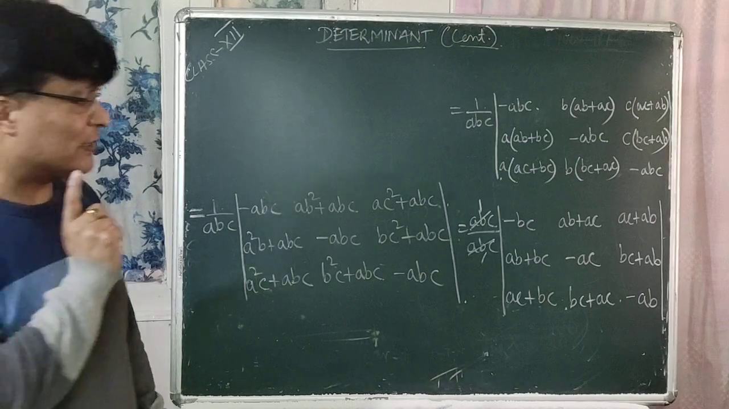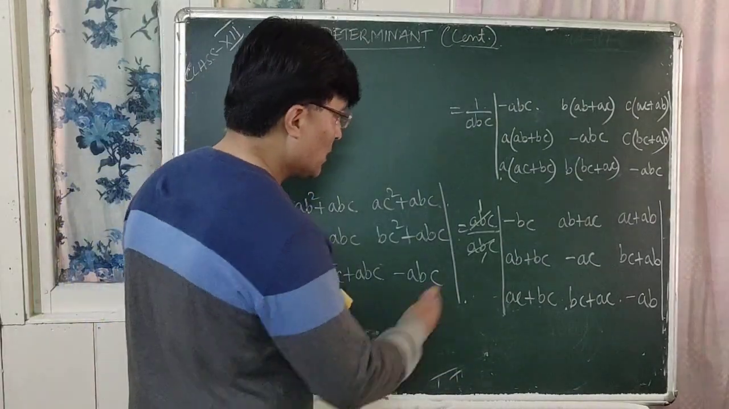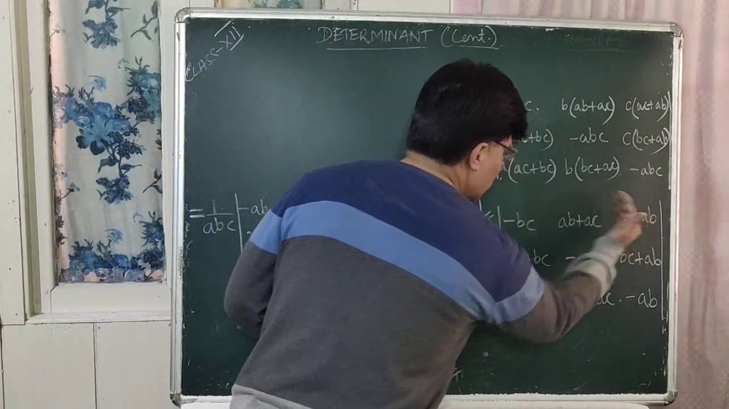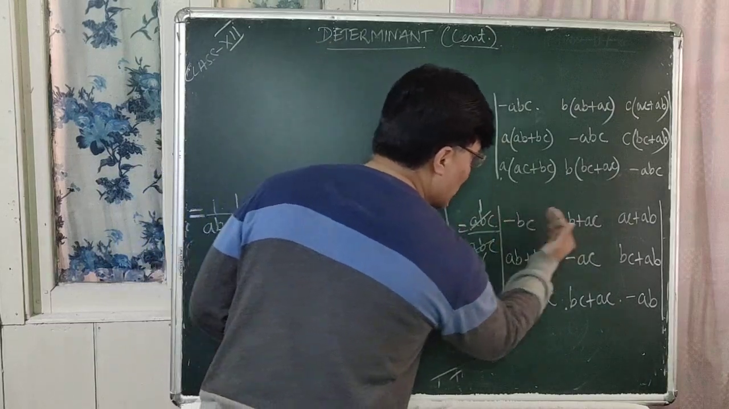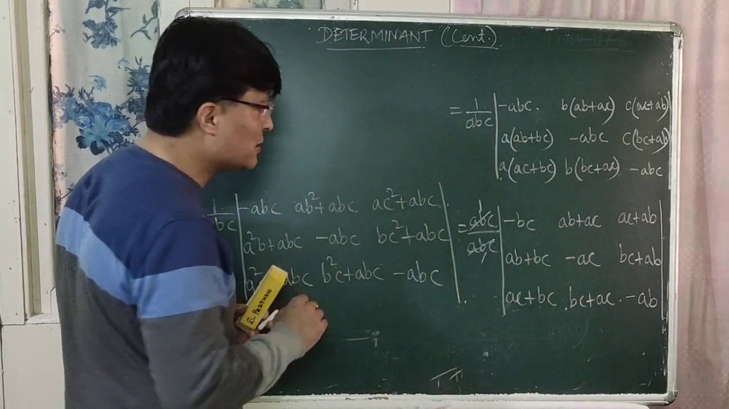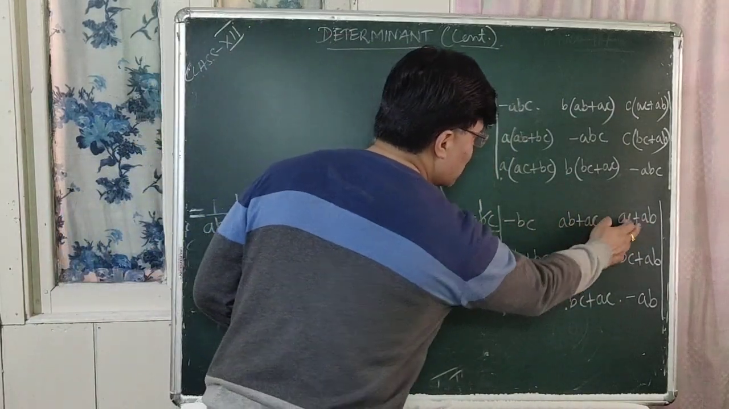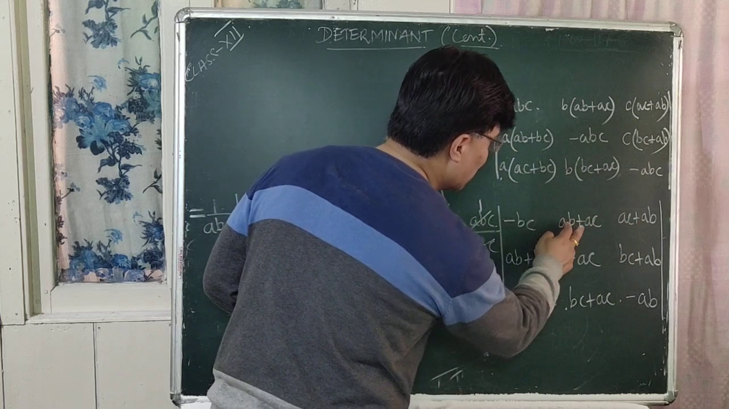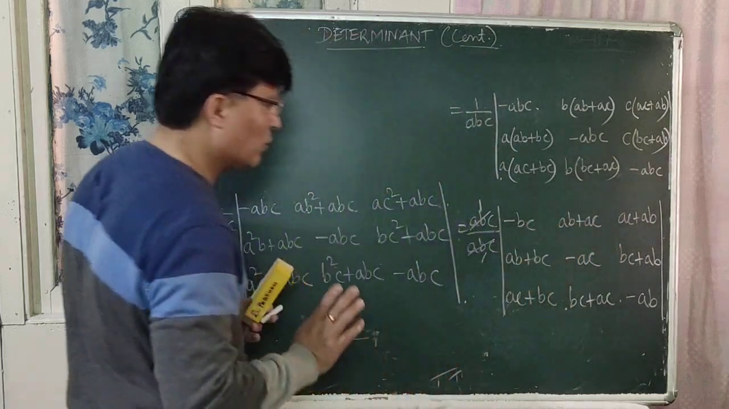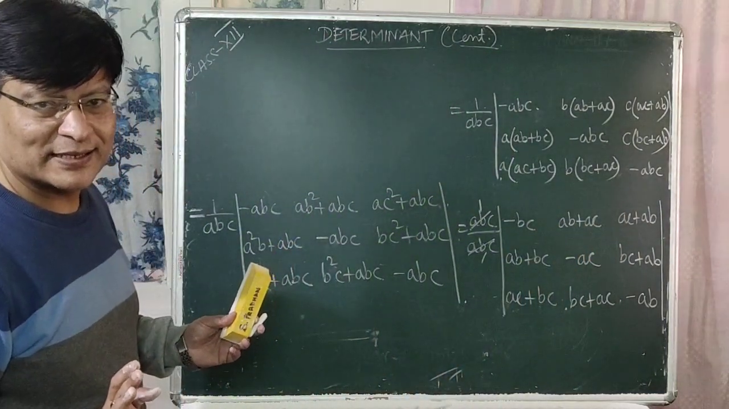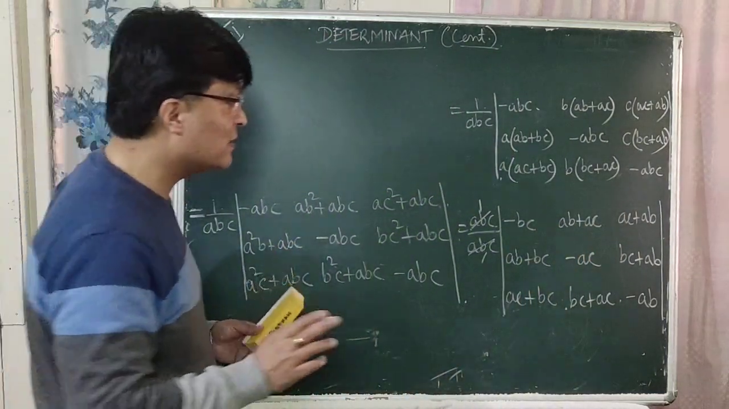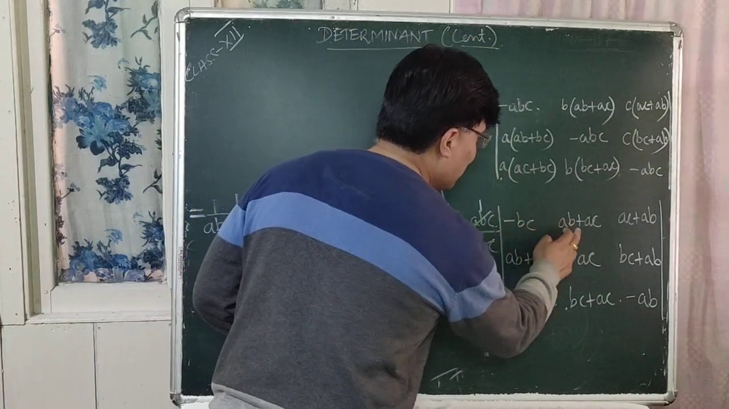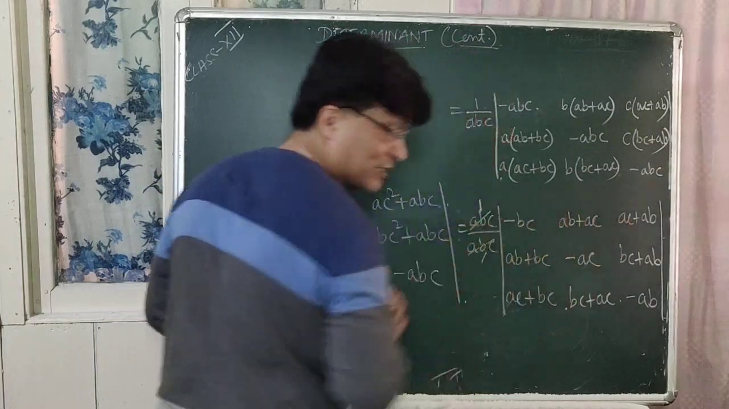So how can you get it? Let us check it. C1 plus C2 plus C3. If you do C1 dash is equal to C1 plus C2 plus C3, let's see what happens here. This plus this plus this, minus BC plus AB. So no, you cannot do it. You won't get AB plus BC plus CA here, isn't it?